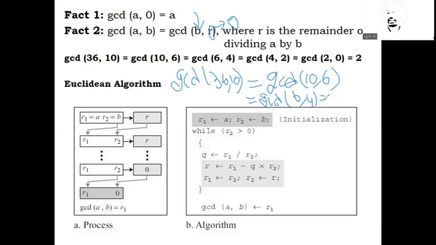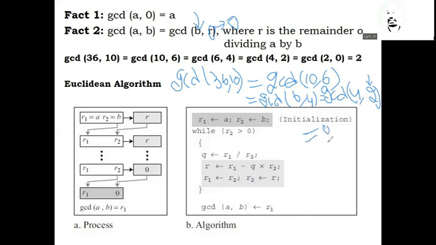So this will be equal to GCD of A comma B. Now we should write B, 4 comma. If I divide 6 by 4, what remainder will I get? 2. I'll get the remainder as 2. Now let us check, is it 0? No. So again, we need to continue this process.